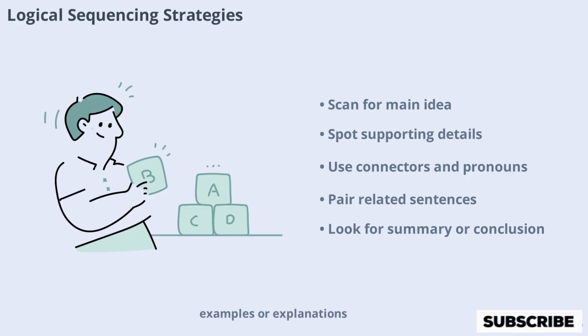Pay attention to pronouns and connectors like however, thus, or so, which often indicate relationships between sentences. Try to pair sentences that refer to the same subject or continue a thought. Finally, ensure the paragraph ends with a summary or a concluding idea. Practice is key. Work through various examples to sharpen your intuition for logical flow. With these strategies, you'll be able to tackle even the trickiest parajumbles with confidence.